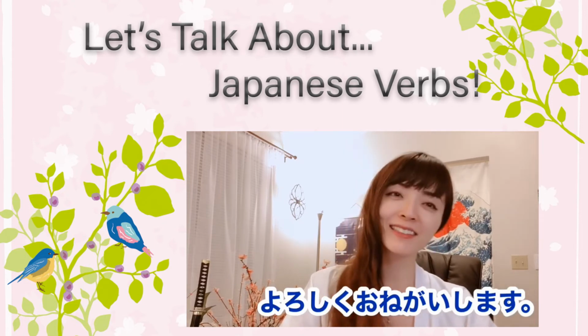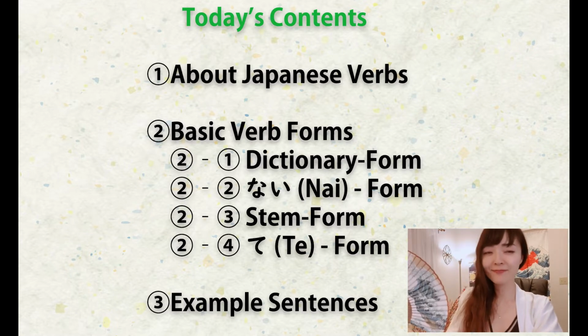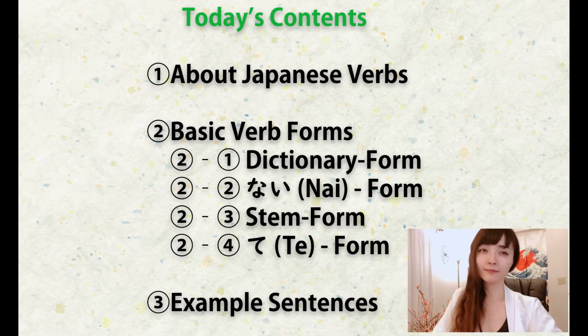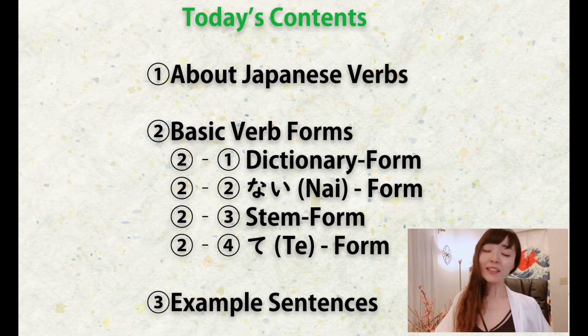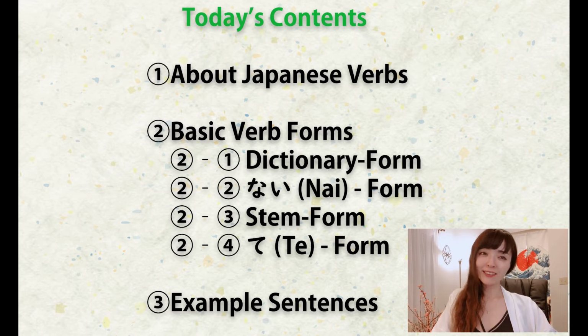Today's content: 1. About Japanese verbs. 2. Basic verb forms: 2-1 Dictionary form, 2-2 Noun form, 2-3 Stem form, 2-4 Te form. 3. Example sentences.